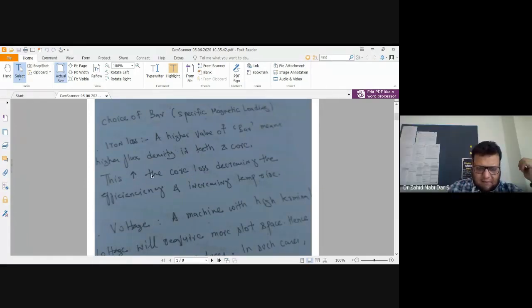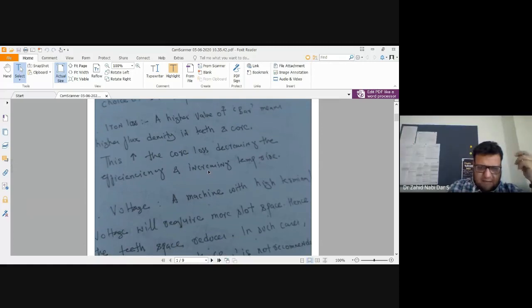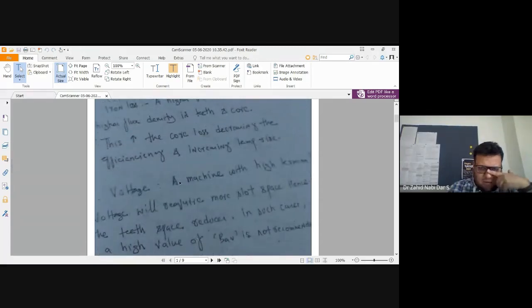So the increase in the core loss decreases the efficiency and increases the temperature rise. Now this was about your efficiency. Now let's see what about your voltage.